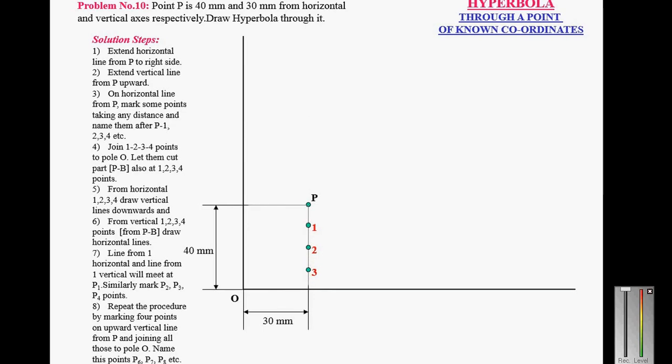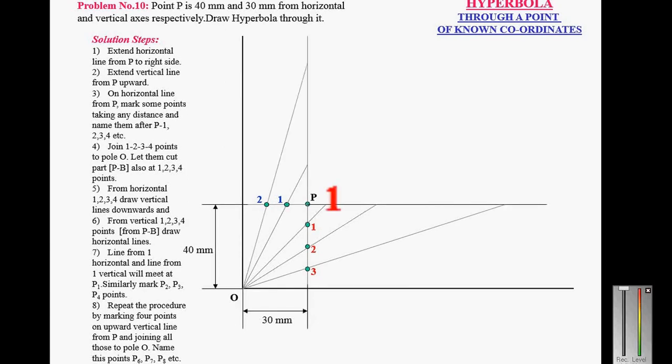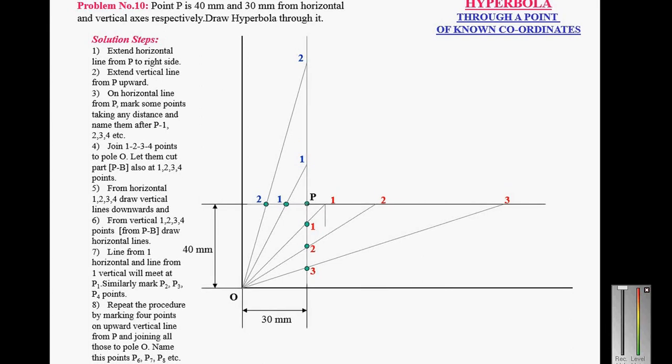Divide the line into 4 equal divisions, marked 1, 2, 3. Similarly divide the horizontal line into equal divisions, and from O join the lines O1, O2 and O3. Similarly O1, O2 will touch the horizontal line at 1, 2, 3. Draw perpendicular lines through 1, 2, 3 and parallel lines through 1, 2, 3. They will meet the lines.